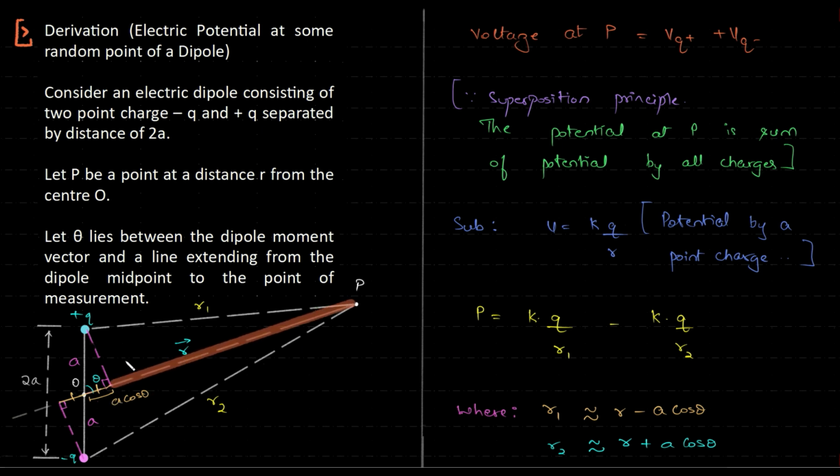Next, this length is approximately equal to this length. Why? Because A is very small. Remember, in an ideal dipole, the distance between the charges is almost zero. An ideal dipole, that is. So we can approximate the entire length of R1 to R minus this length. Does it make sense? And the entire perpendicular length for charge minus Q will be R plus A cos theta. I hope that made sense.